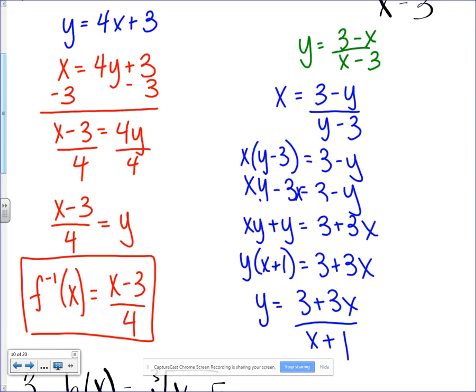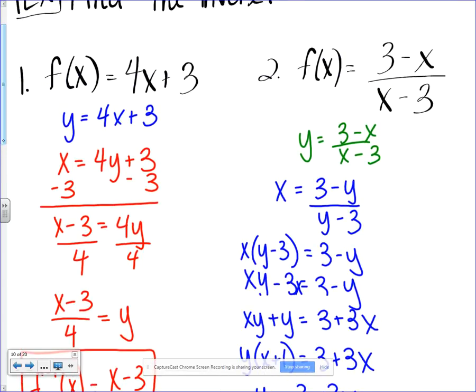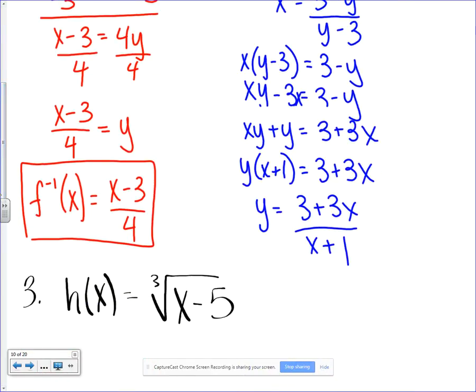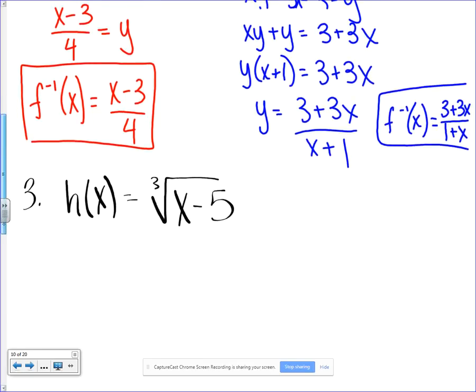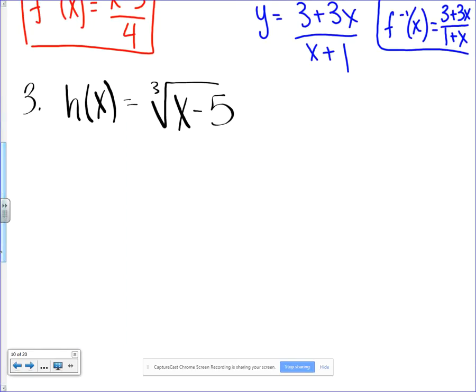Let's see. Still think I got some kind of error going on here. Nope, maybe not. I think it's all good. So if I'm going to write my final answer, it's going to look like this. Okay. All right, getting a little bit more complicated here.